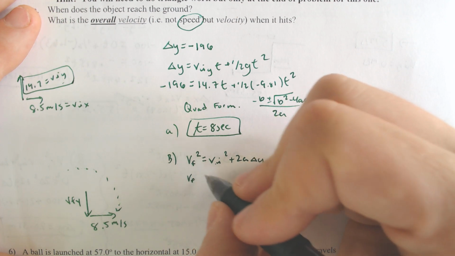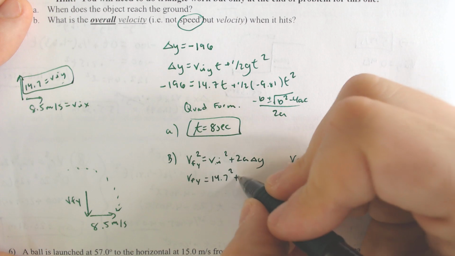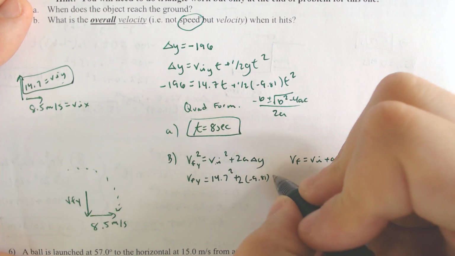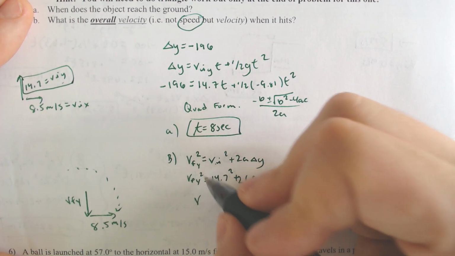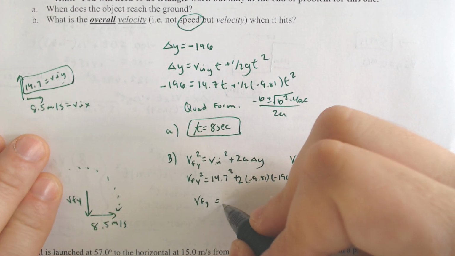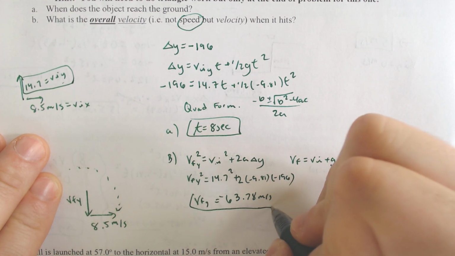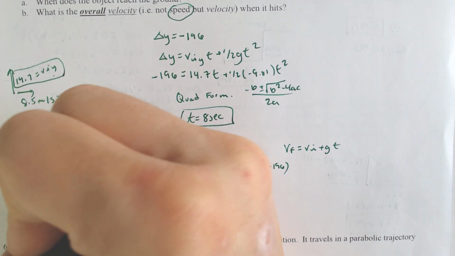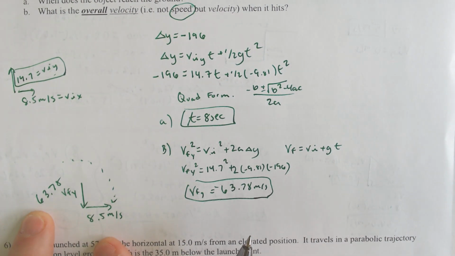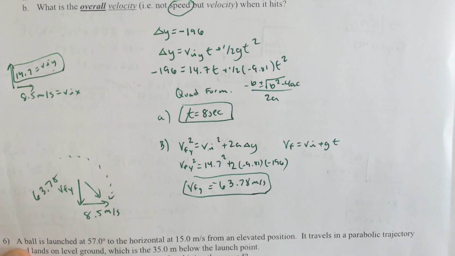V final is what we're looking for. For y, initial was 14.7. 2 times negative 9.81. And then we would plug in a negative 196. You end up with a V final for y of 63.78 meters per second, which is technically negative. Your formula will not tell you it's negative if you use this one because you're square rooting, but you have to know that you're going down. So if this is 63.78 and this is 8.5, you have to do the Pythagorean theorem to be able to get that hypotenuse because it's actually going that way.